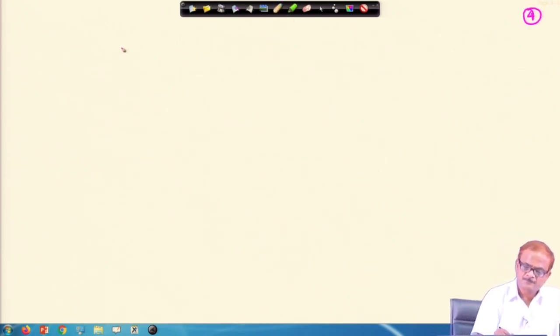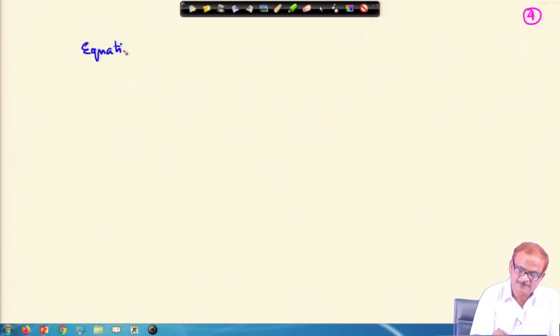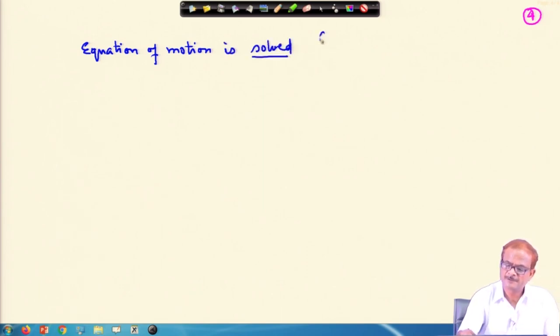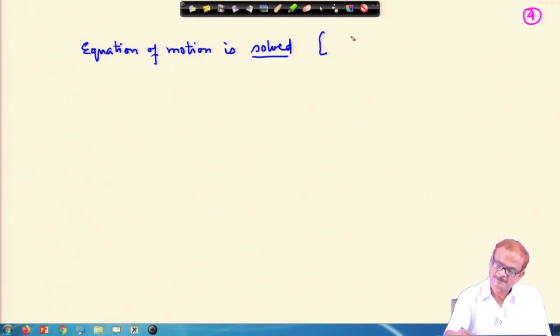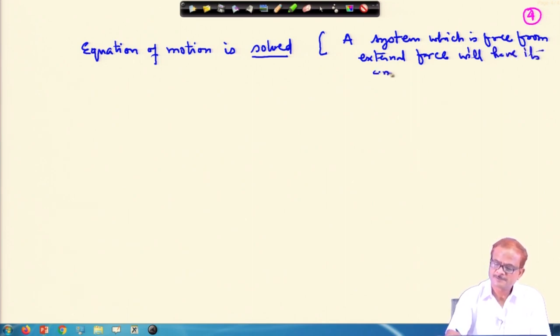In the dynamical reference frame, the equations of motion are solved. Already we have done the general orbit perturbation theory. And in the multi-body system, what we have discovered is that a system which is free from external force will have its center of mass either at rest or moving with uniform velocity.